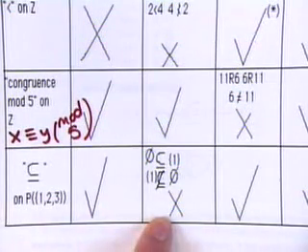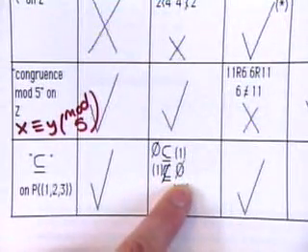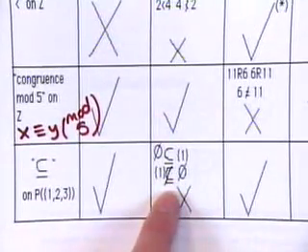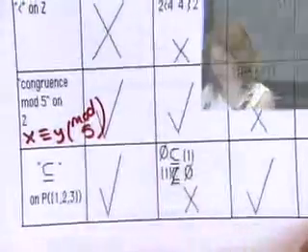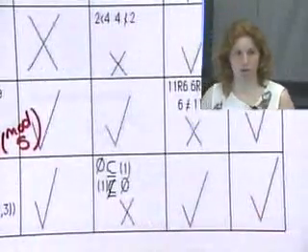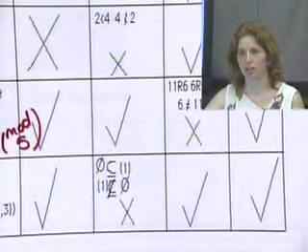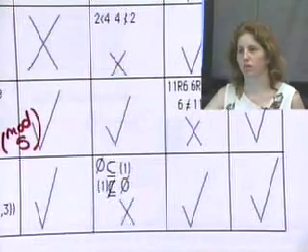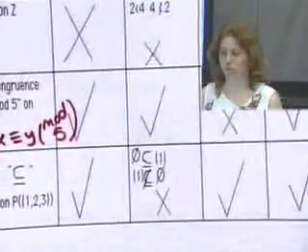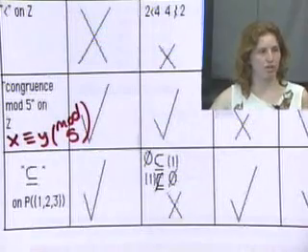It's not symmetric because I can have the empty set is a subset of {1}, but {1} can't be a subset of the empty set. It's antisymmetric because this can never happen, and it's transitive also, because if A is a subset of B and B is a subset of C, then A is a subset of C. It's just because of the way sets work. And any questions about those? So these are some examples of categories of relations.